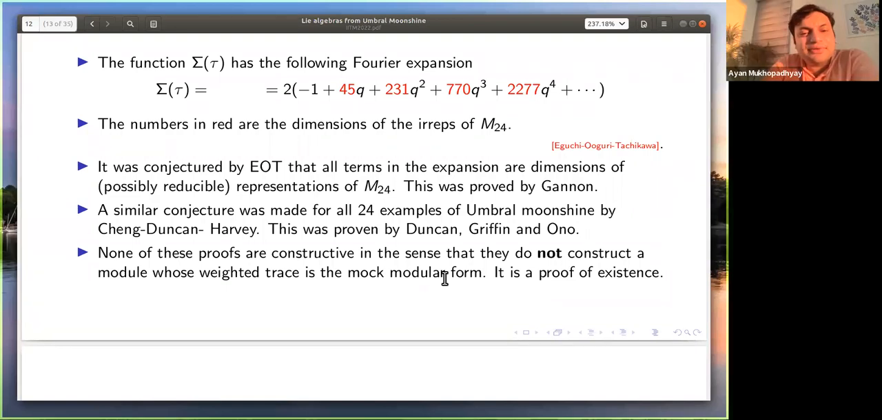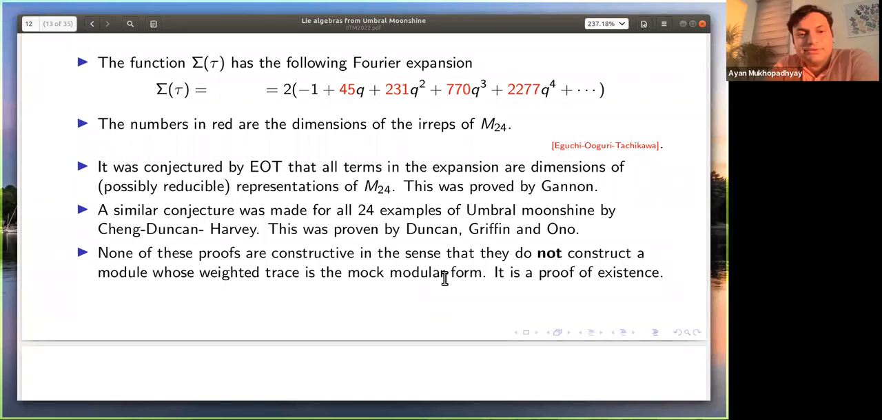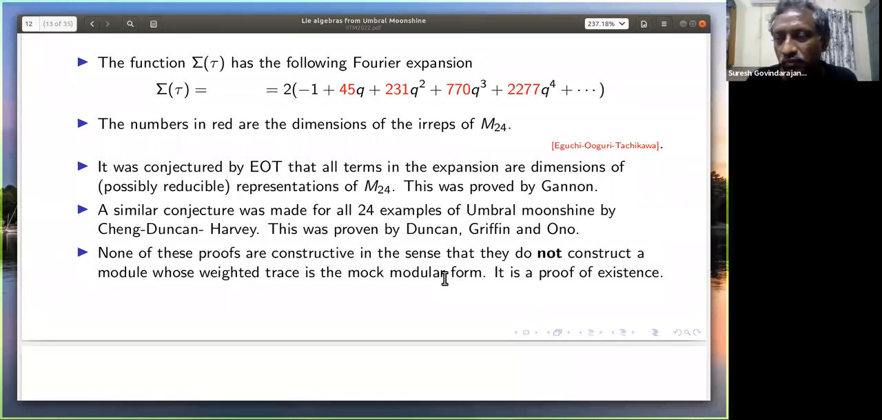Okay. Just one more question. Again, I don't know about this. So can you independently construct Mock modular forms that are not connected to any of these lattices? Zagier, I think mostly Zagier, he worked out what are all the possible Mock modular forms. And all of them fit into this. I don't think there is anything outside this. But I'm not sure.